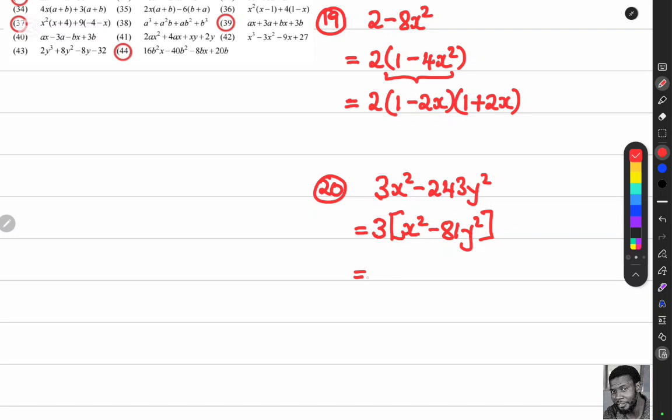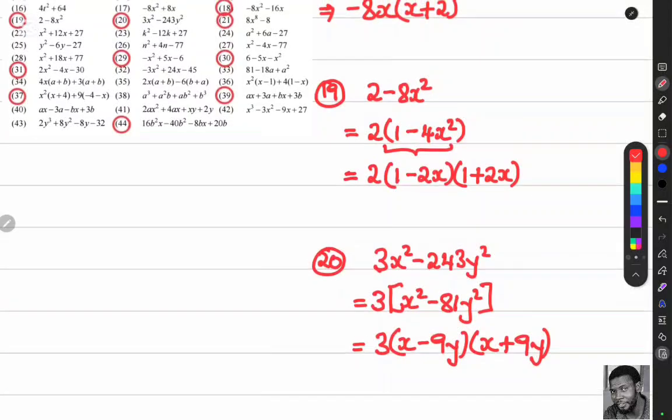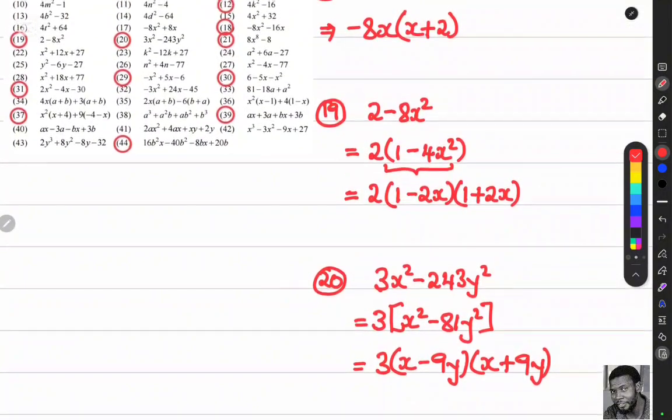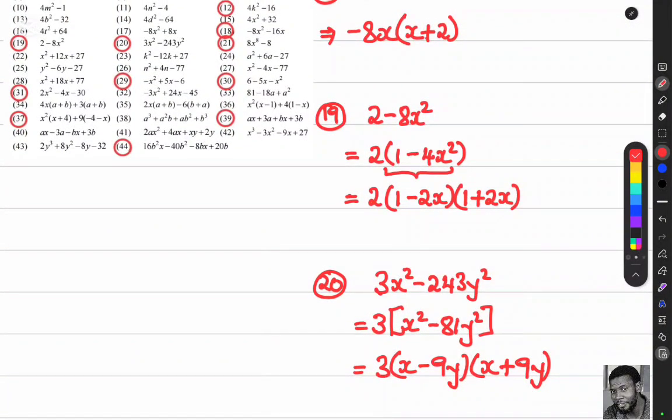So you continue to say, okay, now this will be 3. Having realized that this is a difference of 2 squares, then I'll say 3 times (x minus 9y) and I'm going to have (x plus 9y). That's that, guys. I'm sure you would have seen how to do this one.